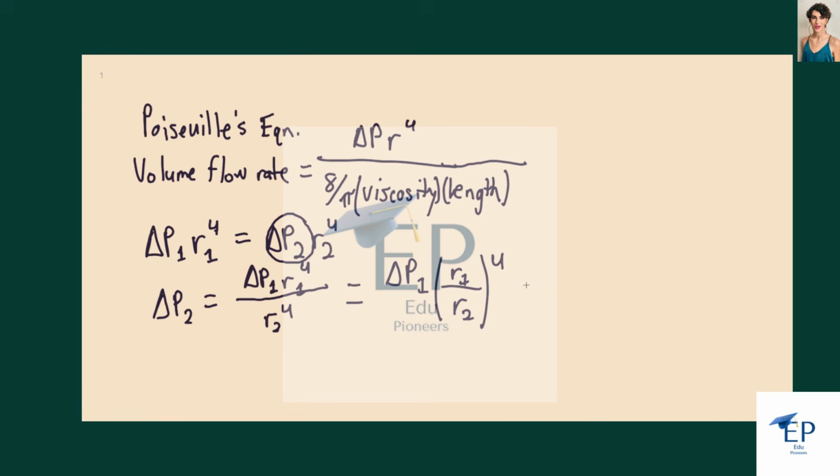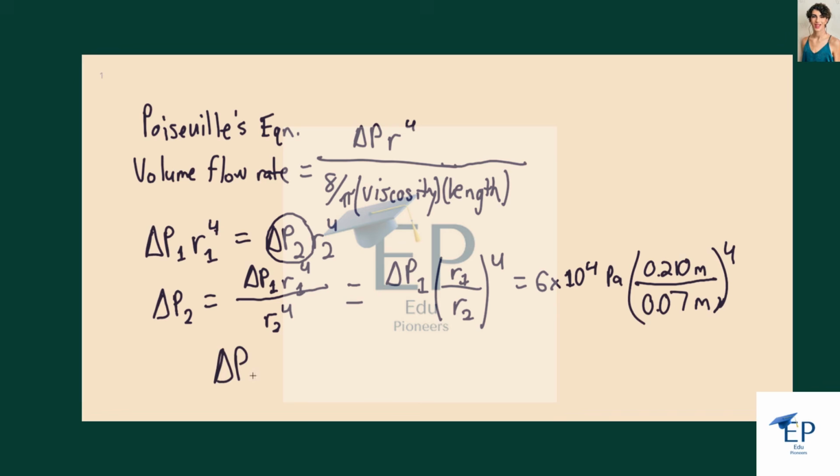At this point, we can simply substitute. So we have our delta P sub 1 is going to be 6 times 10 to the fourth pascals, and then times 0.21 meters divided by 0.07 meters, to the fourth power, and that'll give us the pressure difference needed for the second section of this pipe.